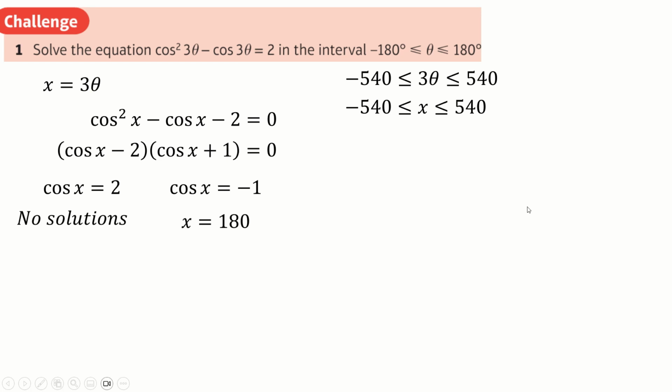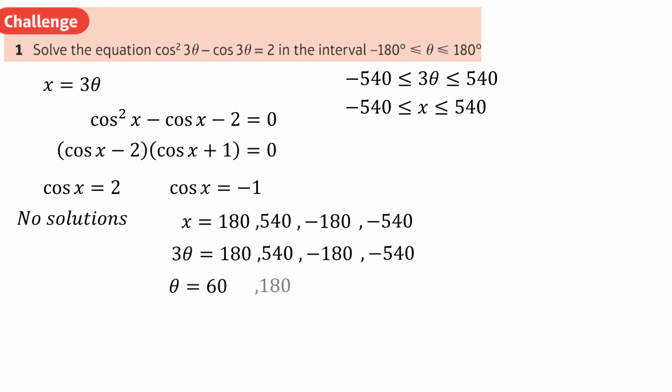And actually, you can just draw the cos graph. I was really lazy today, didn't bother to draw anything. But so 180 is the first one. And then you add 360 to get the next one, which will actually be 540. And then you take away 360 to get the one before, which is minus 180, and then take away another 360 to get to minus 540. And those are the 4 answers, except remember the substitution. So 3 theta equals this, and we divide all of them by 3. And we end up with our 4 answers just there.